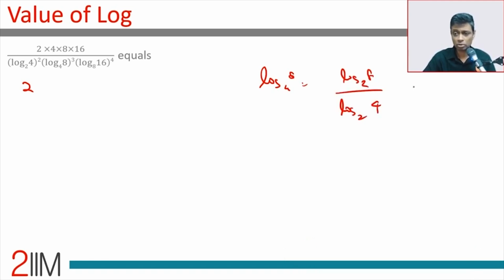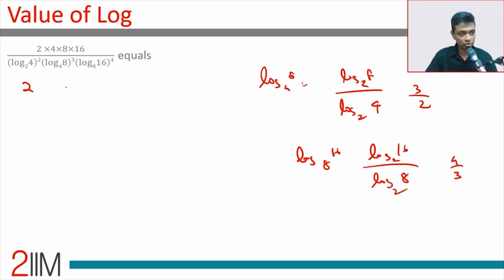Log 8 to the base 2 is 3 by 2. Log 16 to the base 8 is log 16 by log 8. I can select the base to be 2. This is 4 by 3. So this won't calculate only the denominator. We'll come to the numerator.